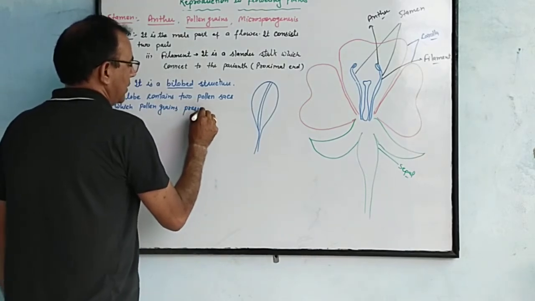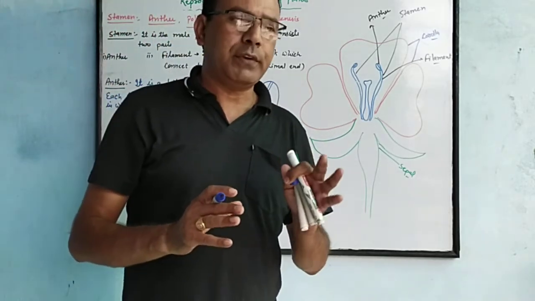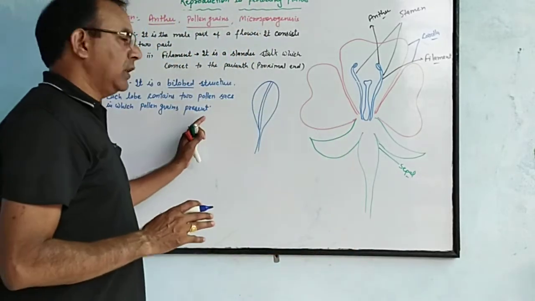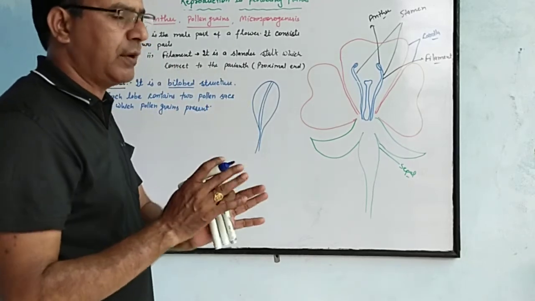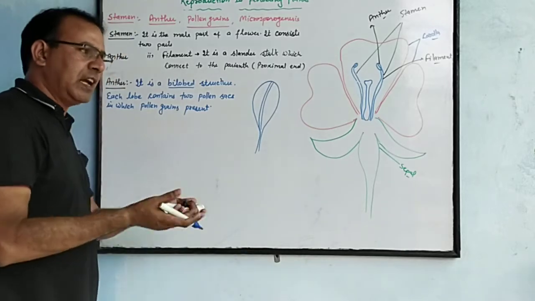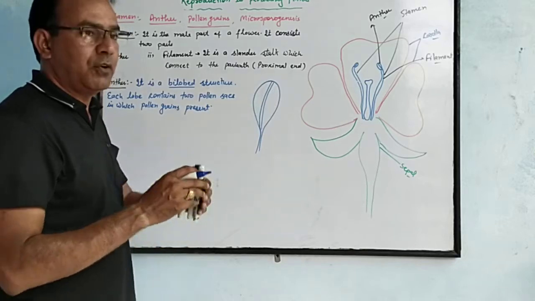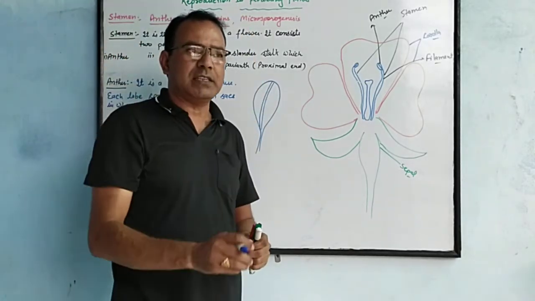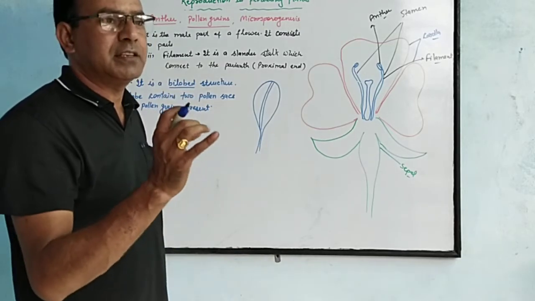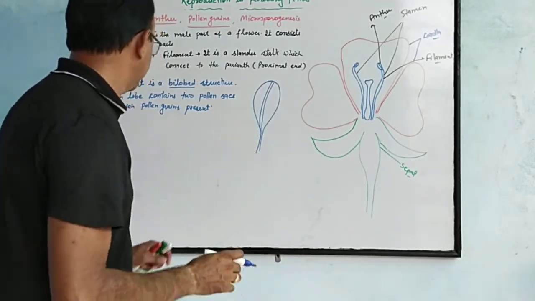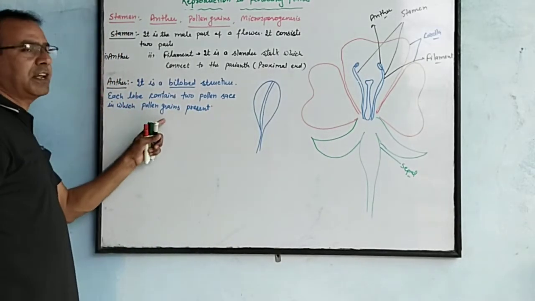Before maturation, pollen grains remain in the pollen sac, but after maturity, due to dehydration, the liquid fluid inside the pollen sac dries up. Then the pollen grains mature and they dissect. Dissect means burst. The line where the anther bursts to release the mature pollen grains is called the line of dehiscence. We will discuss it later. First, each lobe contains two pollen sacs in which pollen grains are present.